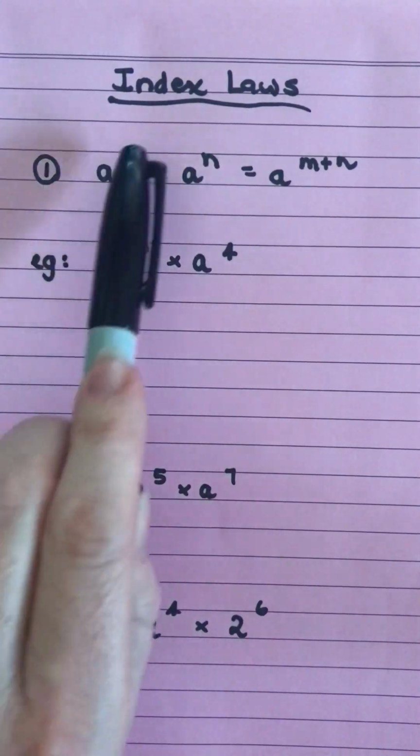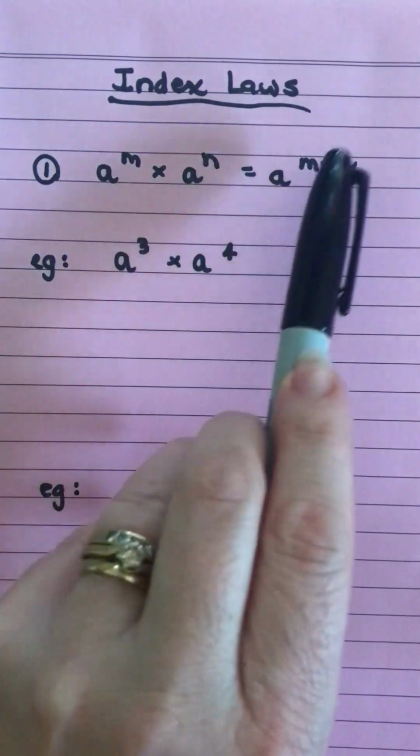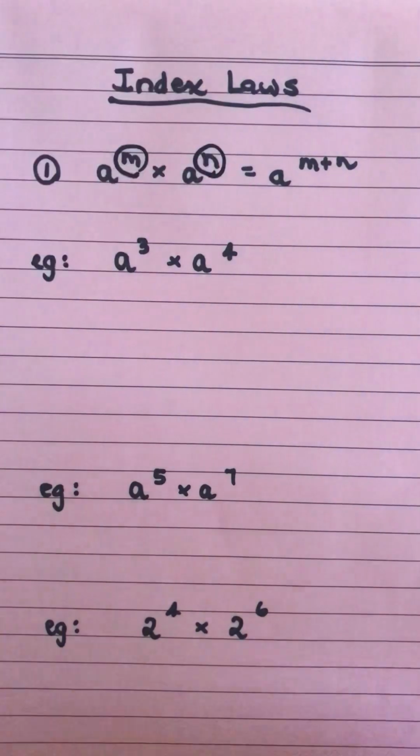So this law says a to the power of m times a to the power of n is equal to a to the m plus n. So we are adding those indices.